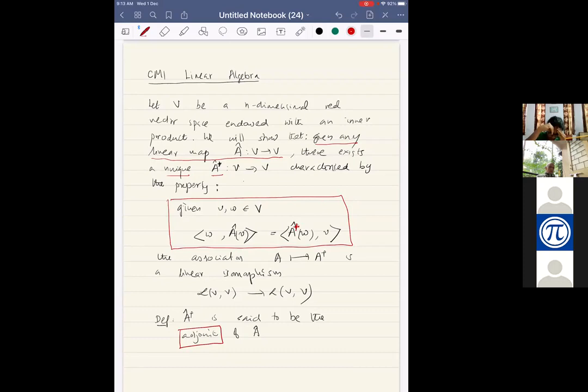Okay. So there are two things in this claim. First of all, there exists, and there is a unique. So once I show that there exists such an A hat dagger and it's unique, I can call it the adjoint of A. And then once it's unique, the fact that this A going to A dagger is linear in A is easy to see.